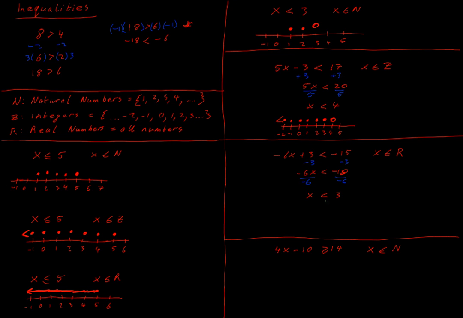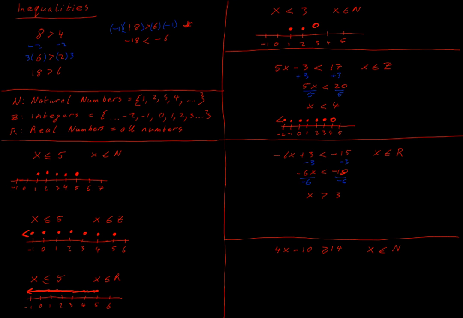But I've got a problem here. I divided by a minus number. And I remember back from my work at the beginning that if I multiply or divide by a minus number, I need to switch around my sign. So this becomes x bigger than 3. It was less than, and now it's bigger than because we divided by a negative number.